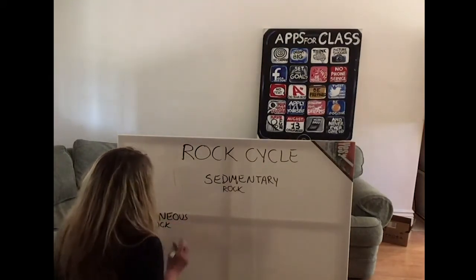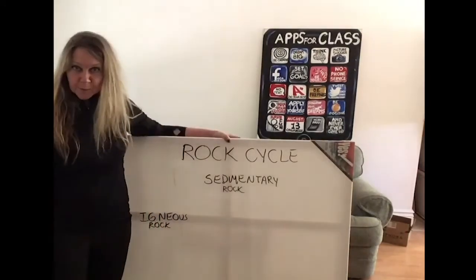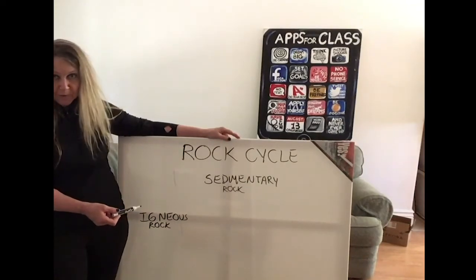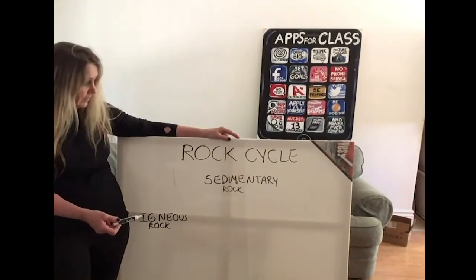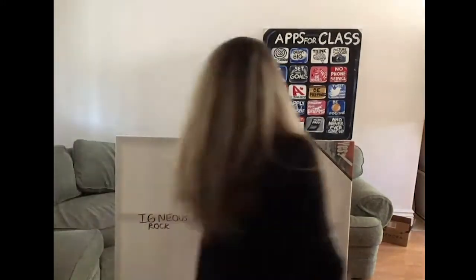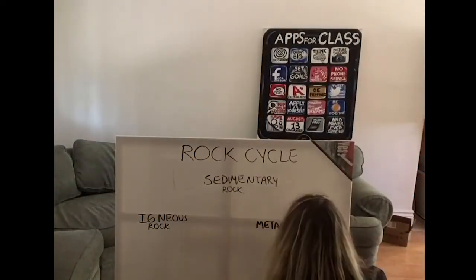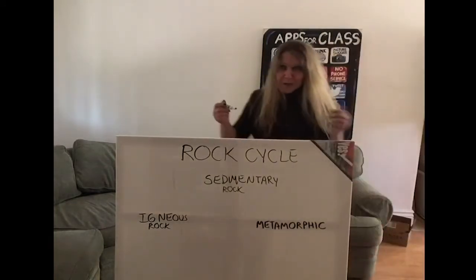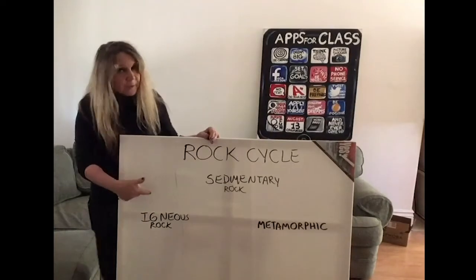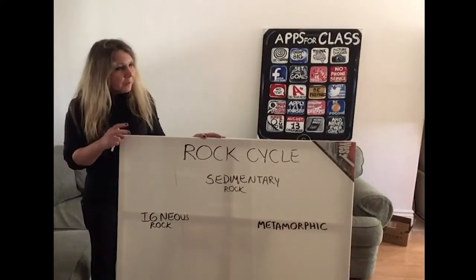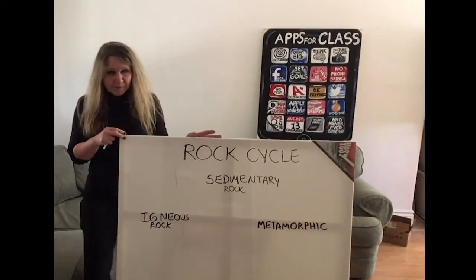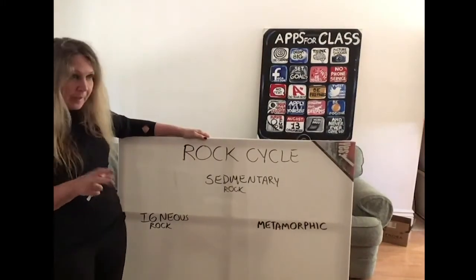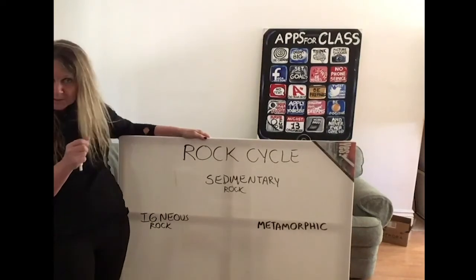And igneous rock, remember, is made from cooled off magma or lava, solidified magma or lava. And they're intrusive or extrusive. And then the third type are metamorphic rock. These are made when there's an extreme amount of heat or pressure applied to either sedimentary rock or igneous rock. Now remember, we talked about regional metamorphism and contact metamorphism. And regional is relating to pressure, contact metamorphism is relating to temperature.